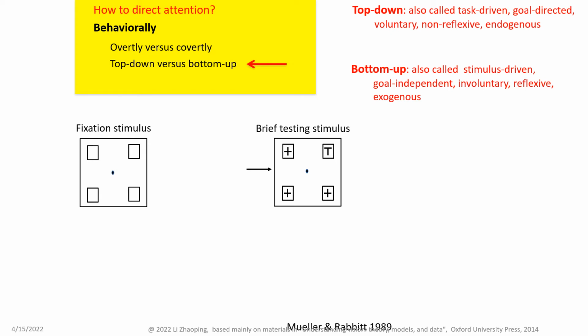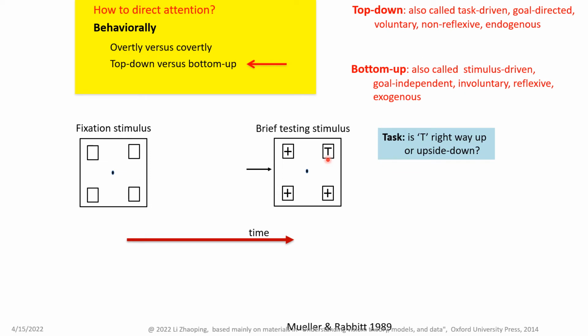Here is a study that compared the properties of top-down and bottom-up selection. Each trial first shows you this fixation image. It has 4 boxes and 1 central dot. Your gaze has to be fixed to this central dot. Later in time, an item appears in each of the 4 boxes. All of them are crosses except for 1 box, which contains a letter T. Your task is to report whether this letter T is right way up, as in this example, or upside down.